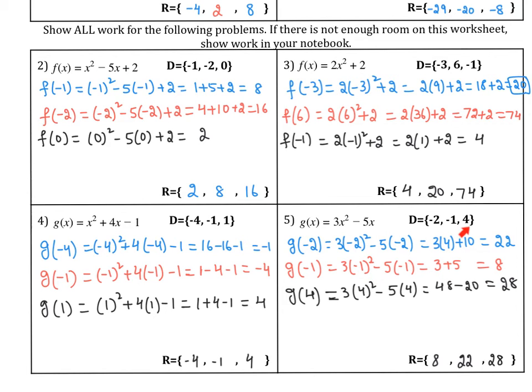Now you're going to use 4 for x value. So g of 4 is 3 times 4 squared minus 5 times 4. So 4 squared is 16. 16 times 3 is 48. Minus 20 equals 28. So the least number is 8, and then 22, and then 28. These are your output values or range values.